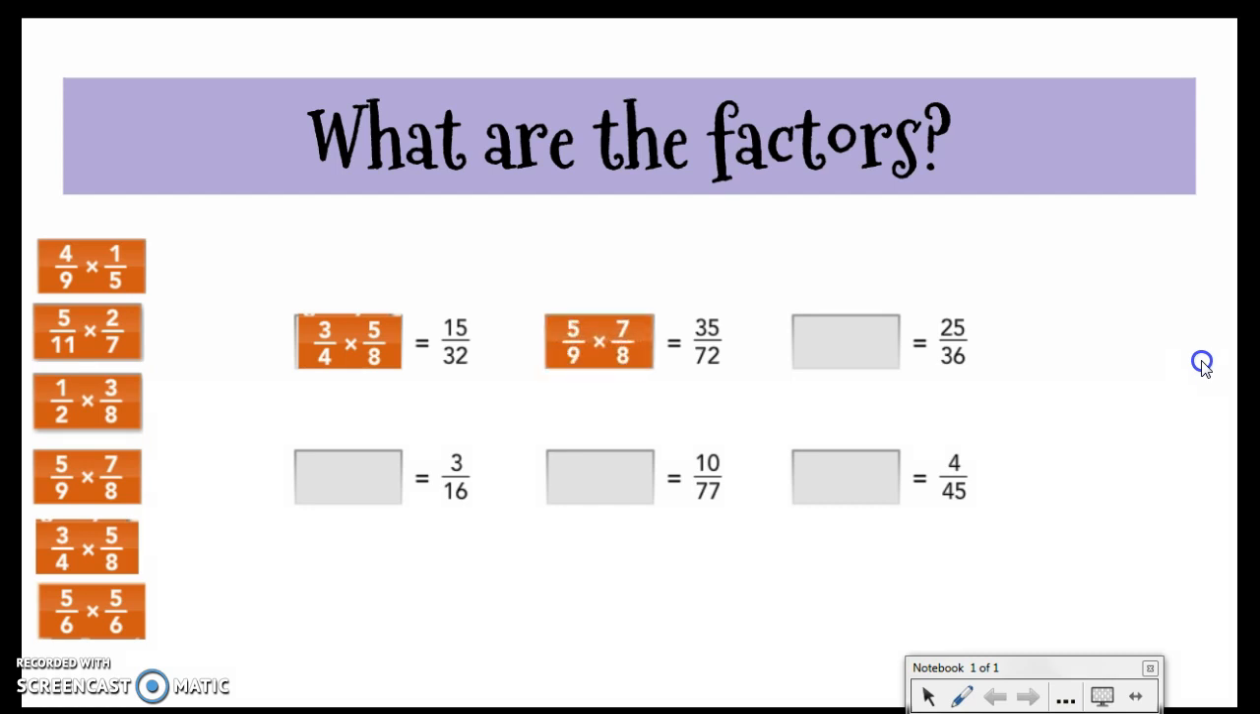Okay. Alright, next one. 25 over 36. Let's see if you can figure it out before I do. In 3, 2, 1. 5 times 5 is 25. 6 times 6 is 36. Next one, 3 over 16. I'm going to find it for you.